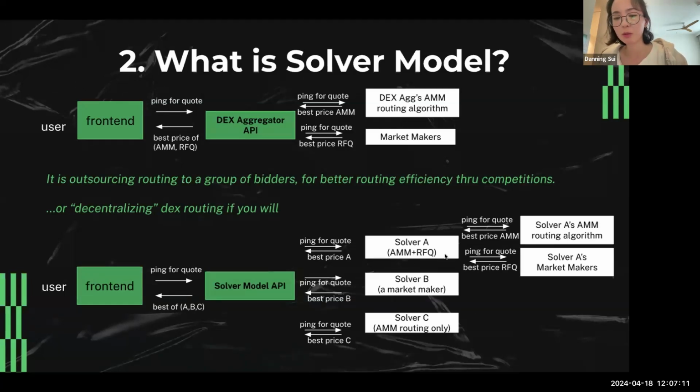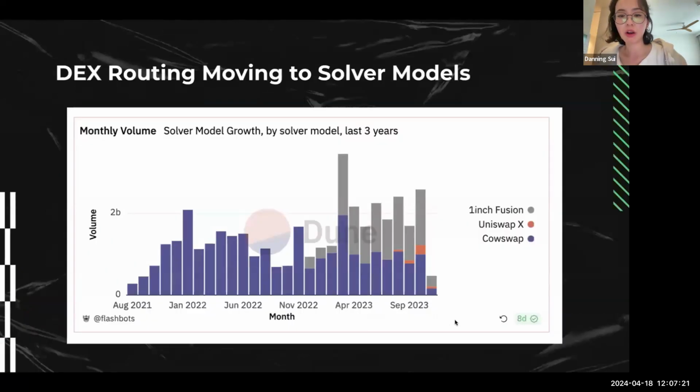And for different solvers, it's possible that they are integrated with AMMs or market makers, or both AMM and market maker, or only AMM, or they are a market maker themselves. So we see this happening as well. It started with CowSwap, and then 1inch Fusion started as well, and then Uniswap started last summer, and the volume has been growing.